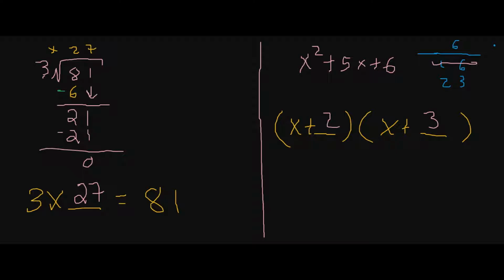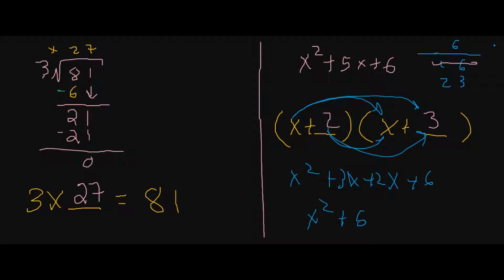And if you want to, we can verify this. x times x is going to give me x squared. x times 3 is going to give me 3x. 2 times x is going to give me 2x. And then 2 times 3 is going to give me 6. We're going to get x squared plus 5x plus 6 because we're adding 3x plus 2x. So you can see that is our final factored form equation.